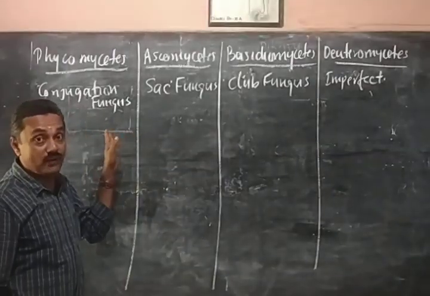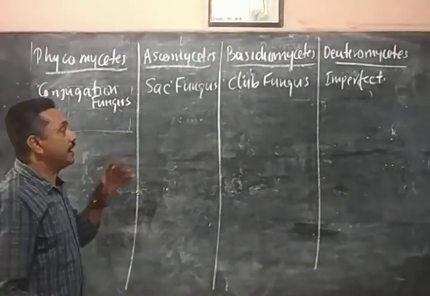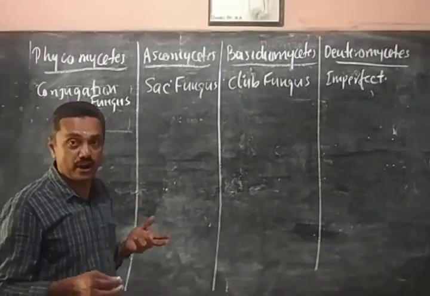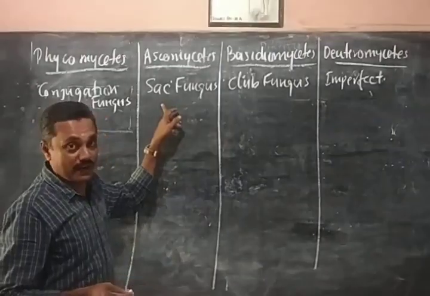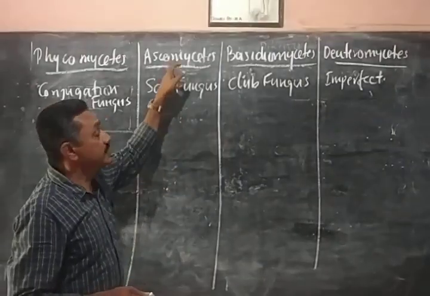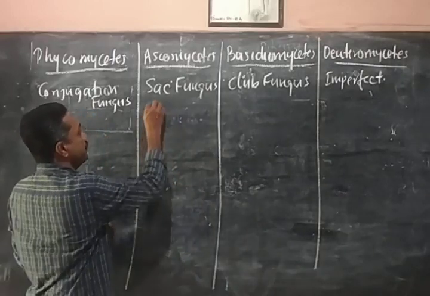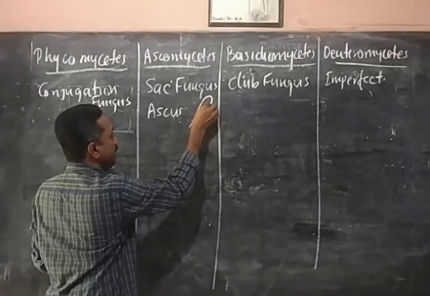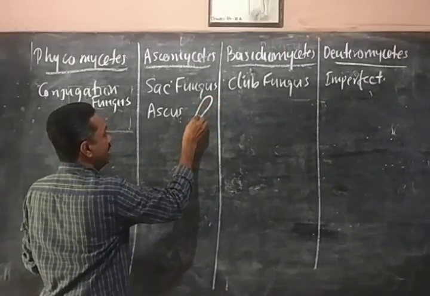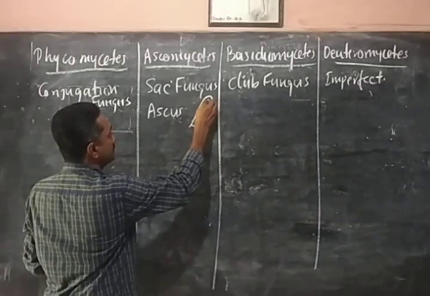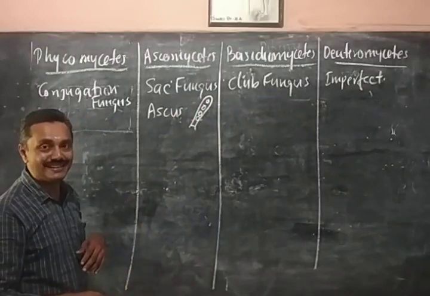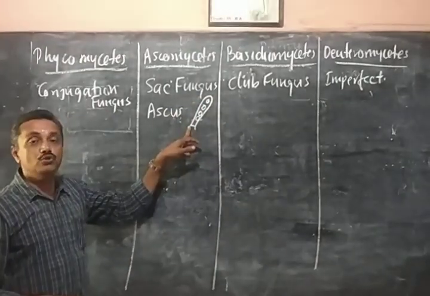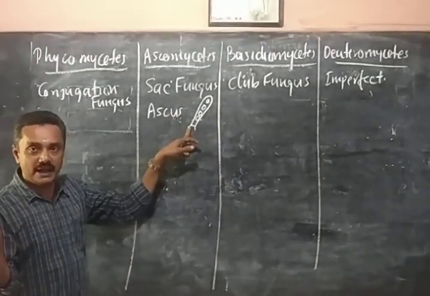Phycomycetes are usually called conjugation fungus, as they reproduce by conjugation. And sac fungus, because they produce a structure called ascus. During reproduction, they produce a sac-like structure called ascus. So they are called Ascomycetes. This structure is produced during reproduction, similar to flowering plants.